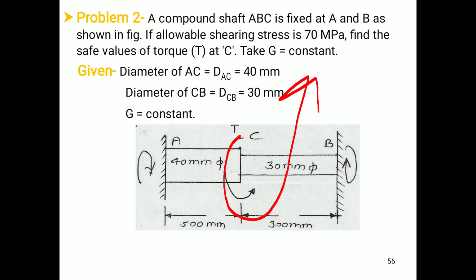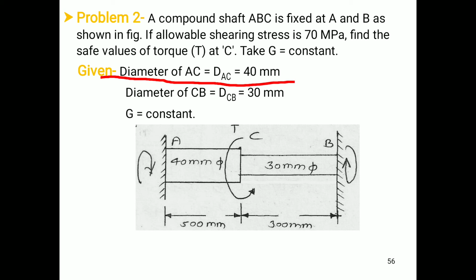Okay, so to maintain the equilibrium, the two torques at A and B must act in the clockwise direction only. Then and only then will the system be in equilibrium. Now, as per the data given, we have the diameter of AC equal to 40 mm.